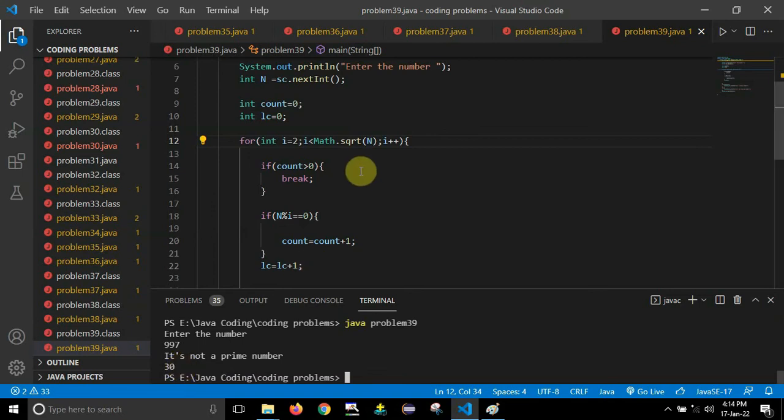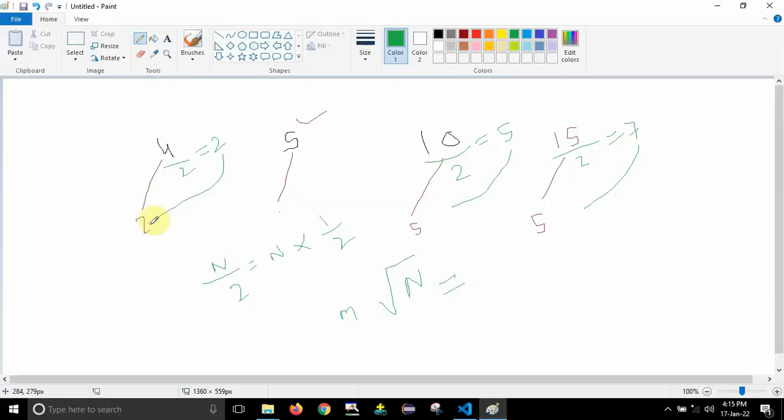So this is the power of math.sqrt(n), guys. Instead of putting n divided by 2 here, you'll be putting it like this. What n divided by 2 was doing was exactly dividing the number by 2. But if I do square root of n, then it will be somewhere near the middle one.